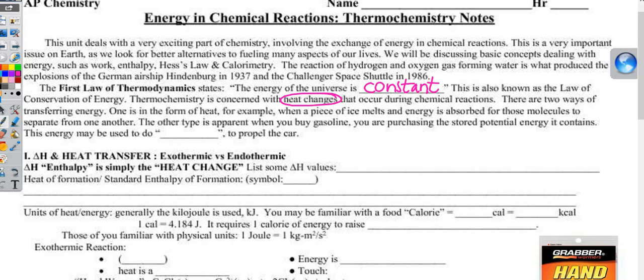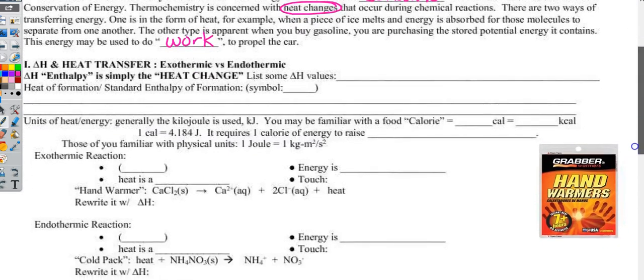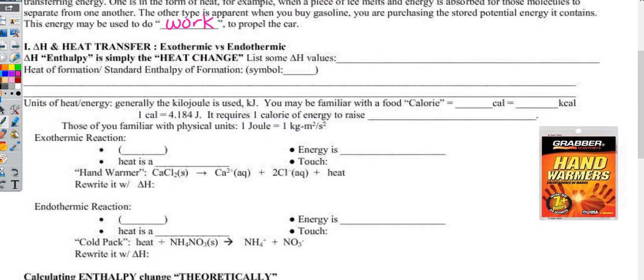The other type is apparent when you buy gasoline. You're purchasing the stored potential energy that it contains, and this energy can be used to do work to propel the car. Okay, so now we're talking about delta H and heat transfer. Let's talk a little bit about exothermic and endothermic reactions as well. So delta H is simply the heat change, which is what we call enthalpy.